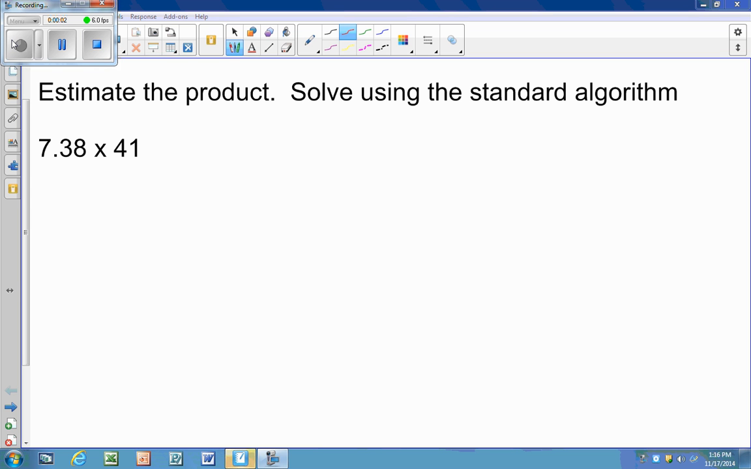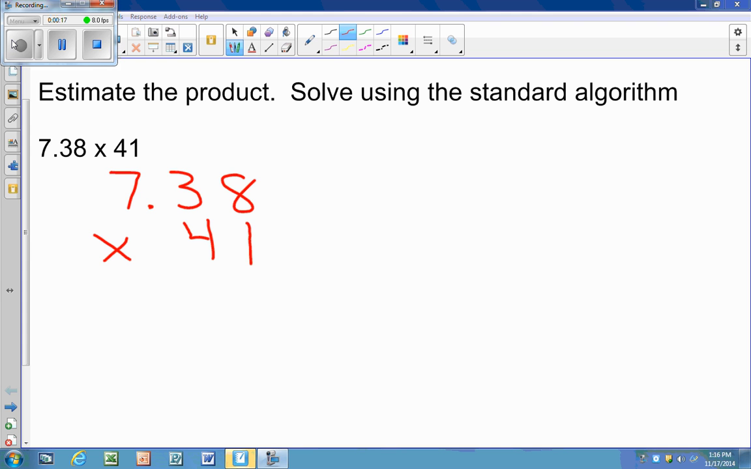This is Module 2, Lesson 9, Multiplying Decimals. So the first thing we're going to do is estimate our product, and then we're going to solve using the standard algorithm. First we rewrite our problem to make this easier.